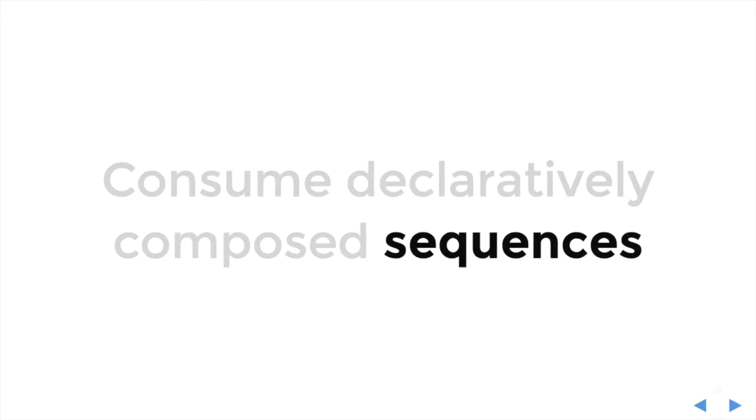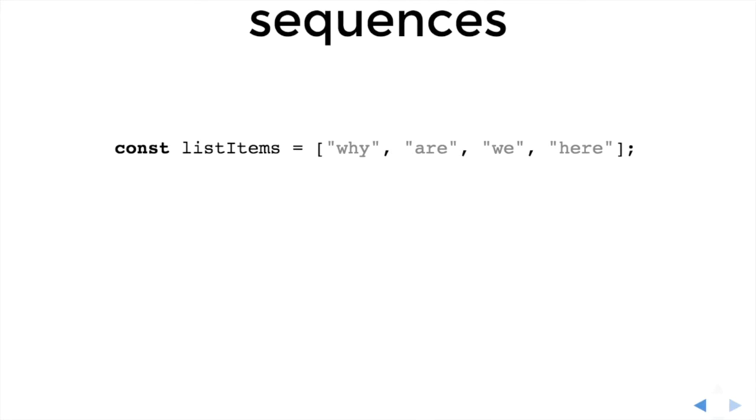Let's focus specifically on what I mean by a sequence. One thing I mean is simply an array. So an array is a sequence. However, not all sequences are arrays. Let me give you an example.